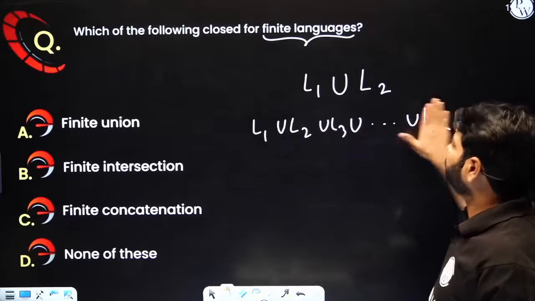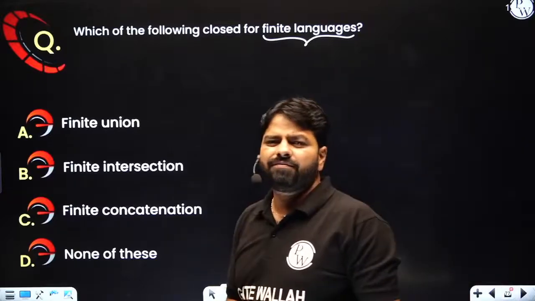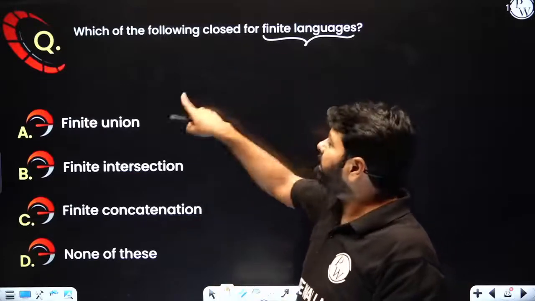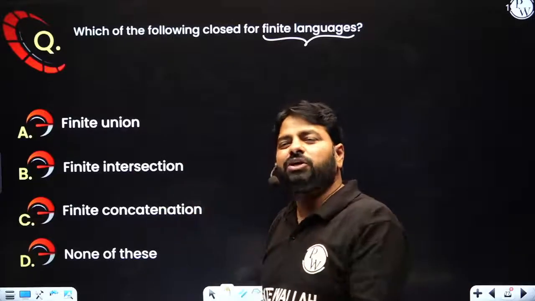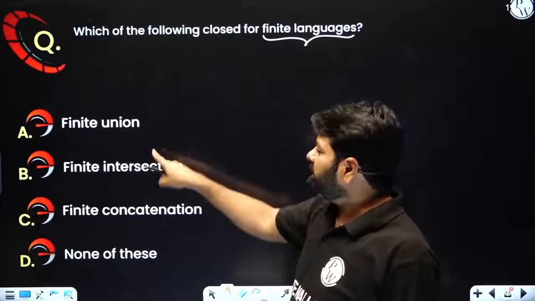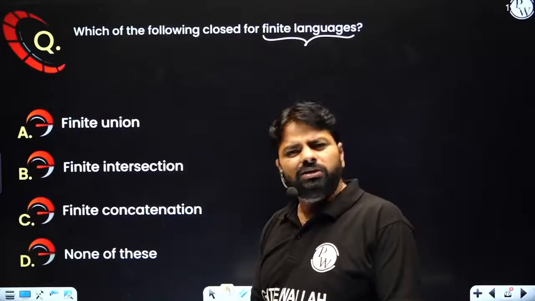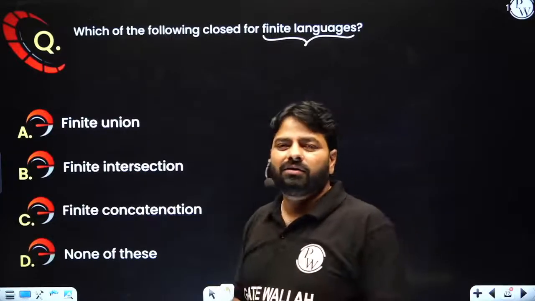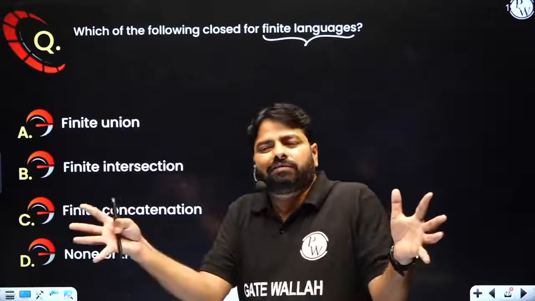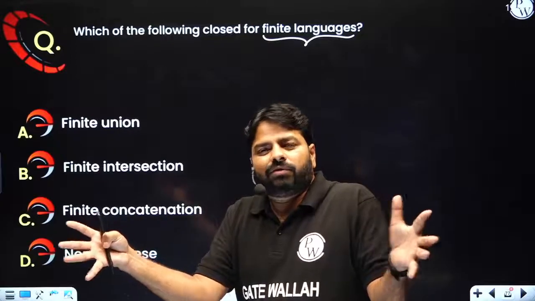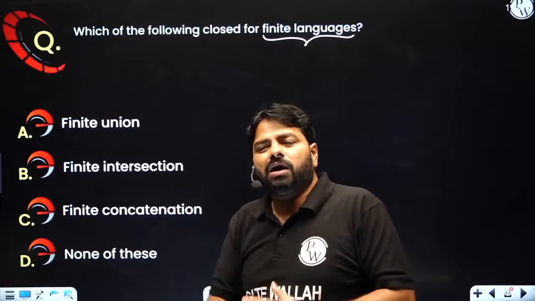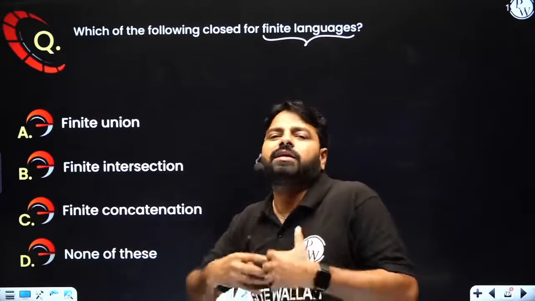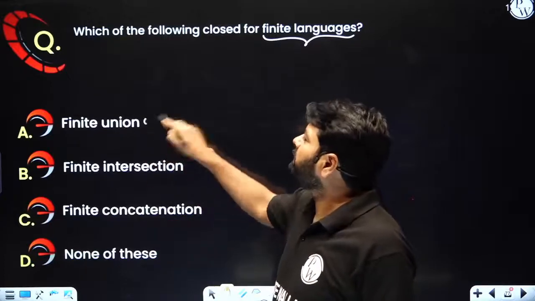Now I have a finite number of finite languages. That is the meaning. I'm applying the union of all of these, and that operation is called finite union. Now tell me, the union of 2 finite languages, we already know it's finite. Now apply it 100 times, with 100 languages. What happens? The union of 100 finite languages is again finite, right? Because I am doing the union only finitely many times. So finite union is definitely closed.